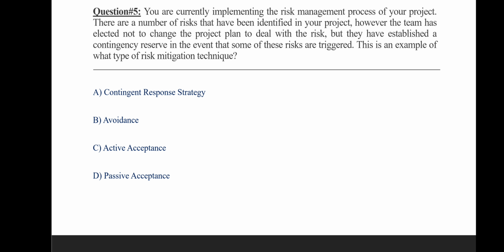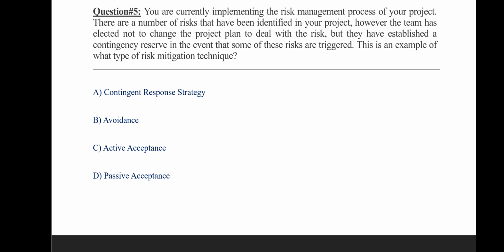Now the fifth question: you are currently implementing the risk management process of your project. There are a number of risks that have been identified in your project. However, the team has elected not to change the project plan to deal with the risks, but they have established a contingency reserve in the event that some of these risks are triggered. This is an example of what type of risk mitigation technique?